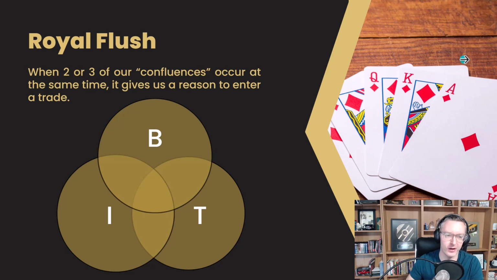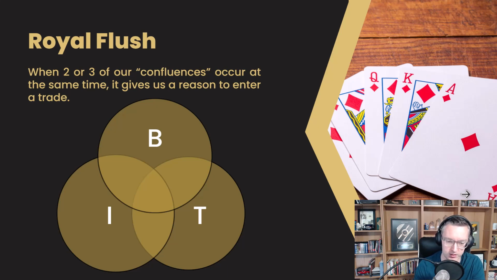Yeah, and Royal Flush. Royal Flush is basically just looking through your confluences, looking at the check boxes. When 2 or 3 of our confluences occur at the same time, it gives us a reason to enter a trade. So if I see order blocks, indicators, or trends checkboxed, if 2 of the 3 or all 3 are checkboxed, that means, hey, this is a great time to enter that trade. Some of my biggest risk-reward ratios and biggest earnings have been when I've been able to check all 3. The chances of you being in front of your computer at the exact moment that all 3 of those are happening are rare, but it does happen.